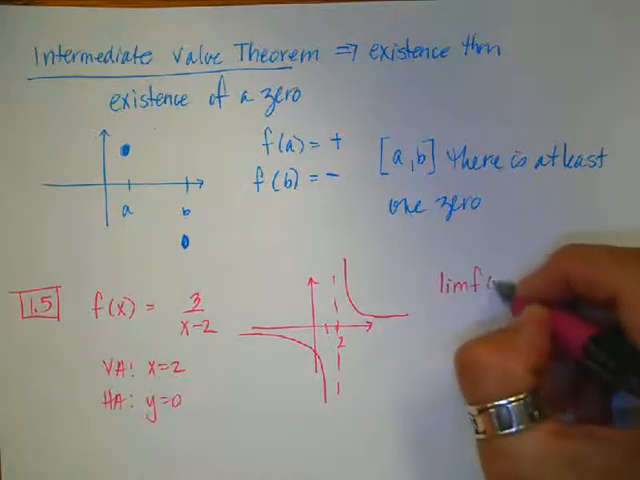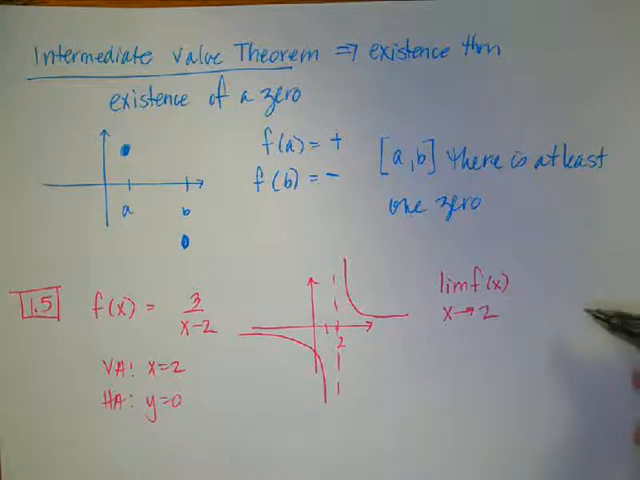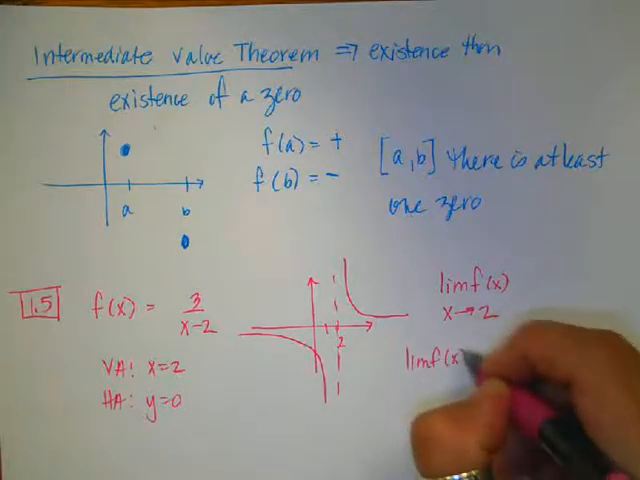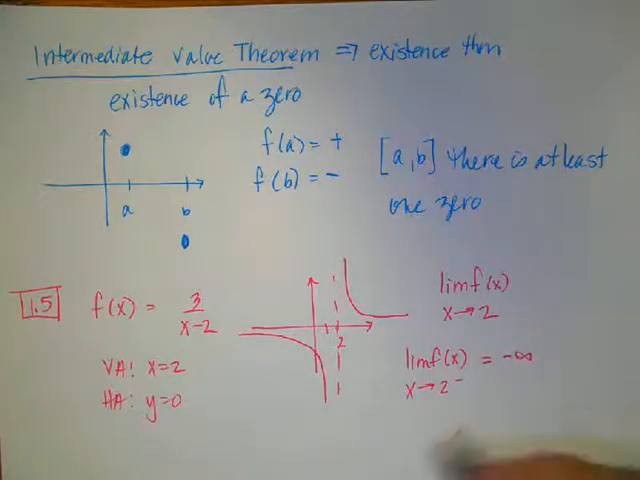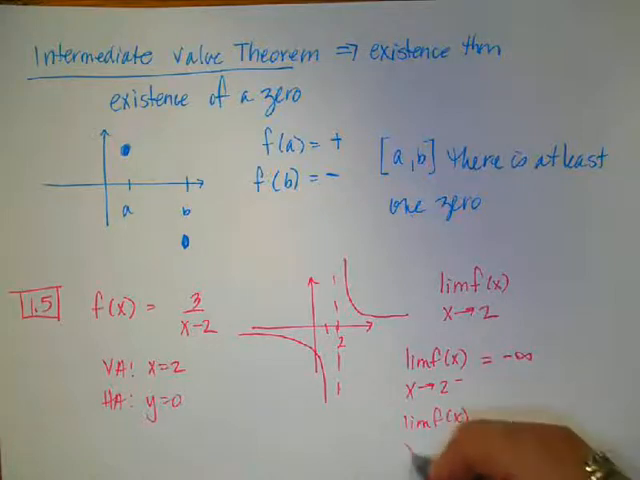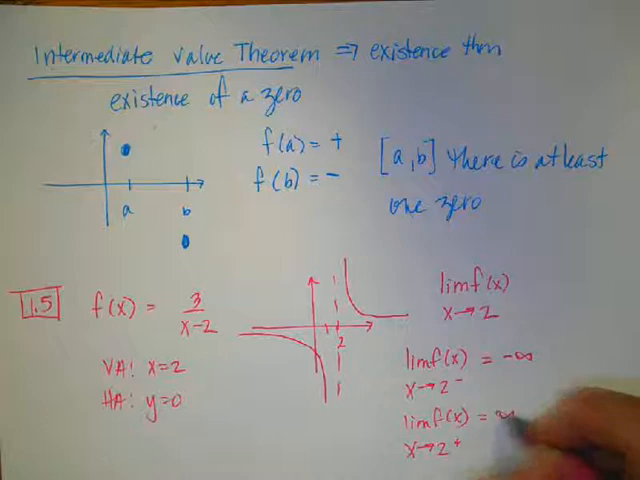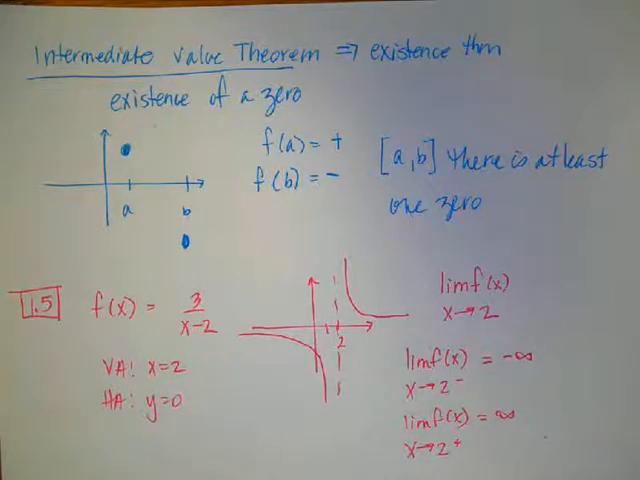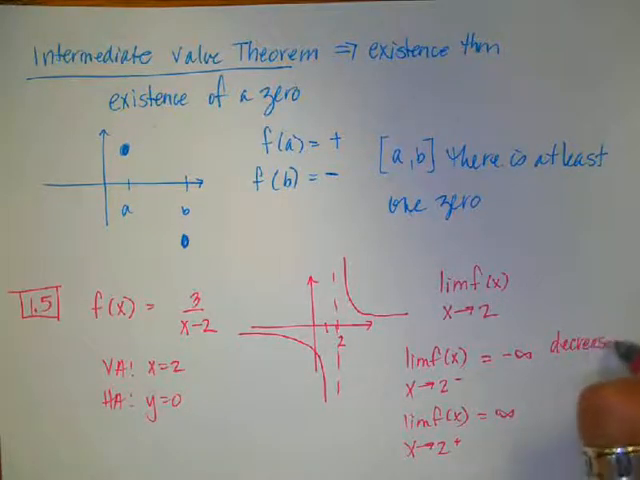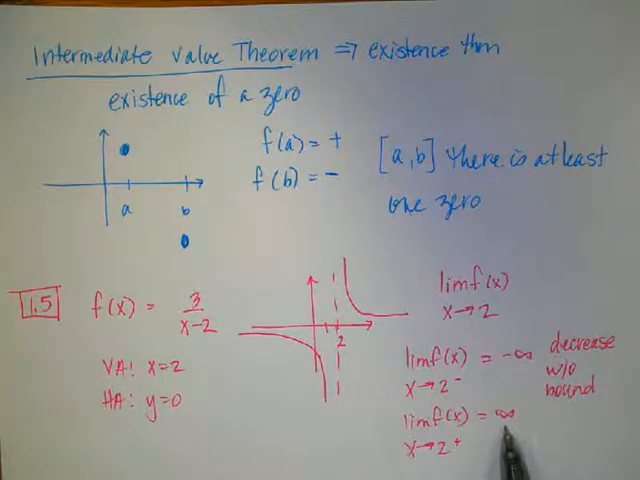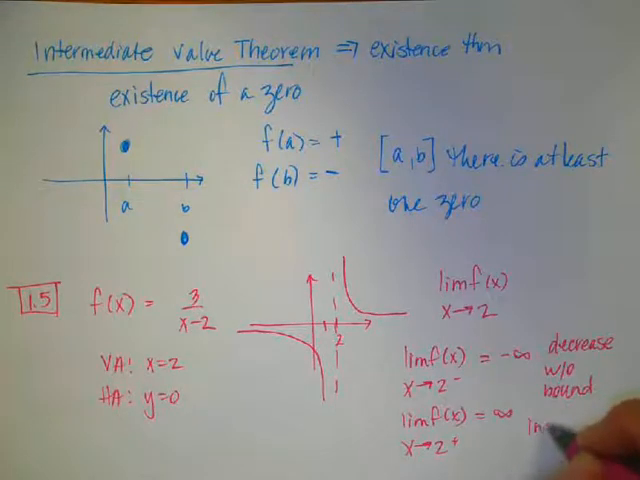Well, if I look at the function as x approaches 2 from the left, I'm going to get a negative infinity. And if I look at the function as x approaches 2 from the right, then I get a positive infinity. So I know that, remember, if a graph approaches negative infinity, it decreases without bound. And if a function or a graph approaches positive infinity, it's going to increase without bound.